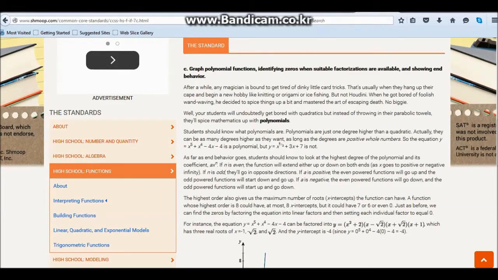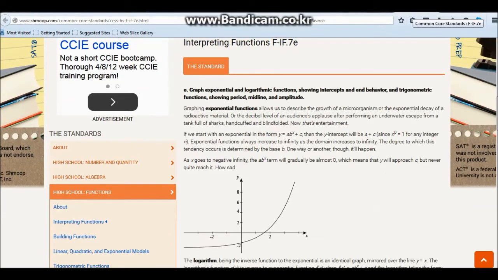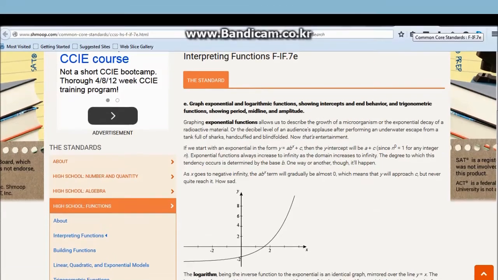FIF7c. Graph polynomial functions, identifying zeros when suitable factorizations are available and showing end behavior. FIF7e. Graph exponential and logarithmic functions showing intercepts and end behavior, and trigonometric functions showing period, midline, and amplitude.